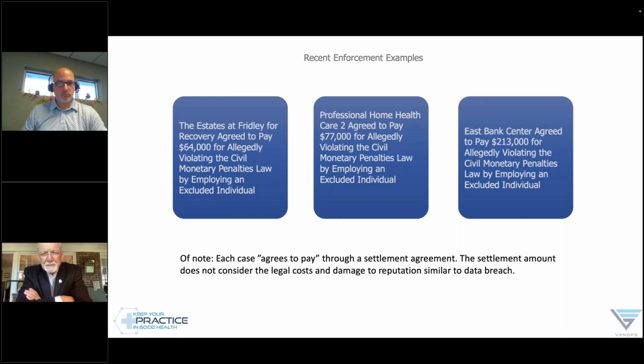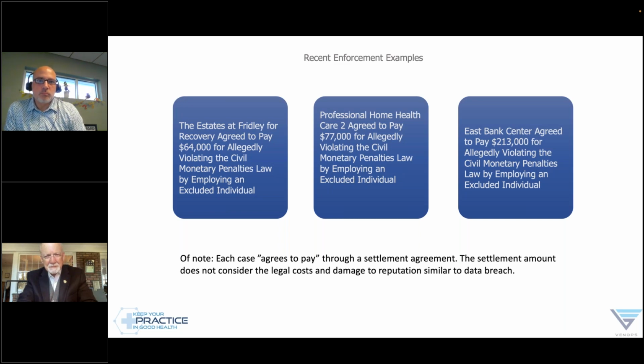First example here is the organization called the Estates at Fridley. They agreed to pay $64,000. They allegedly violated the civil monetary penalties law by employing excluded individuals. This one was found relatively quickly. The base CMP for the employment is around $20,000. So there was a hand in there clearly with some additional payment actions.